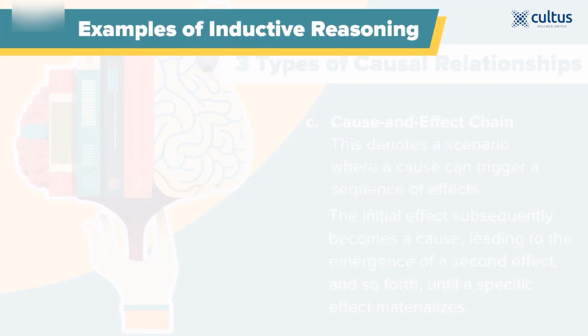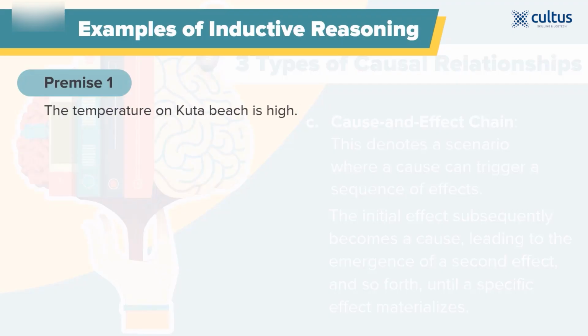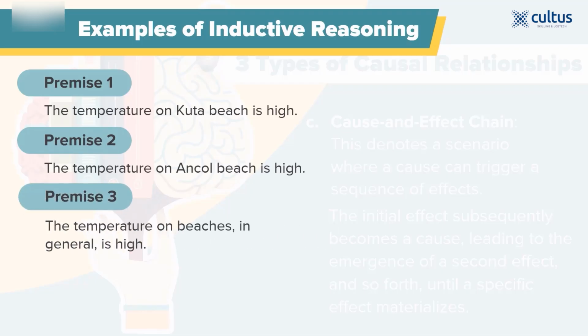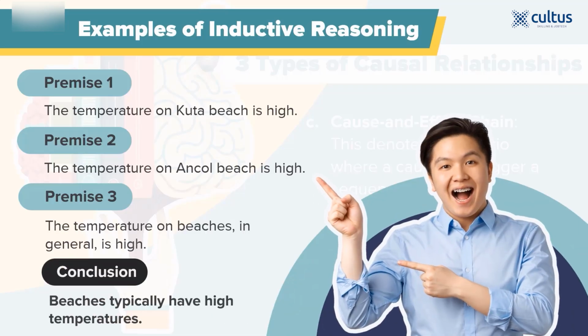Well, Orbit friends, in order to better understand inductive reasoning, let's take a look at the following simple example. Premise 1. The temperature on Kuta Beach is high. Premise 2. The temperature on Ankle Beach is high. Premise 3. The temperature on beaches, in general, is high. Conclusion. Beaches typically have high temperatures.